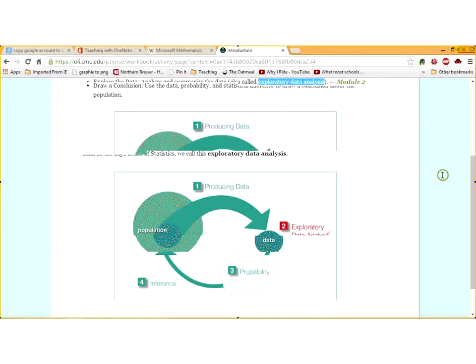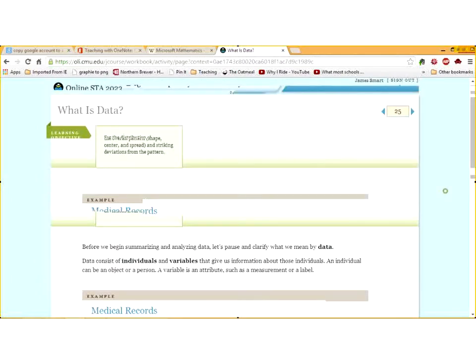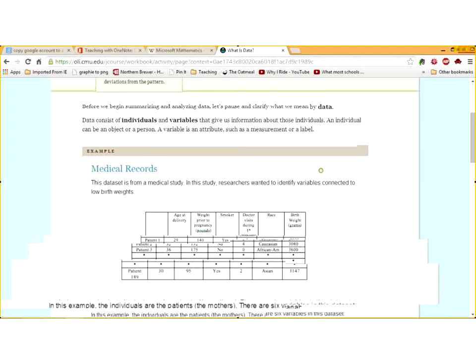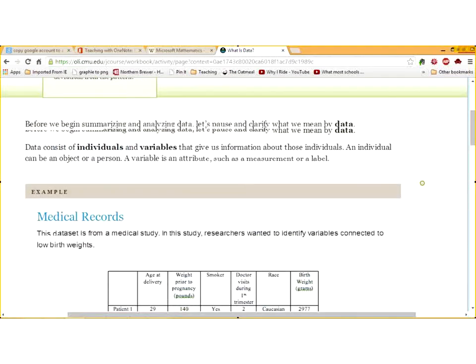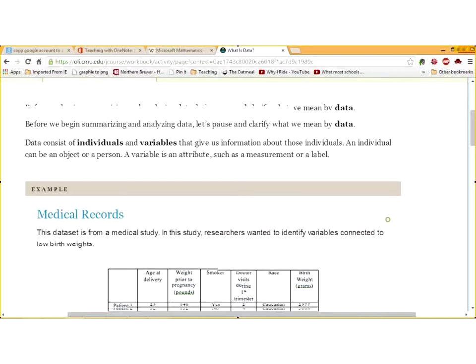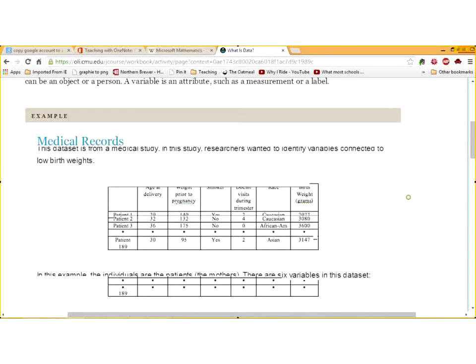So that's what we're going to do in this module: once you have a bunch of numbers, what do you do with them? Okay, well, let's first of all talk about data. Data, as it says, consists of individuals and variables that give us information about those individuals. Individuals can be an object or a person, and a variable is an attribute, such as a measurement or a label.